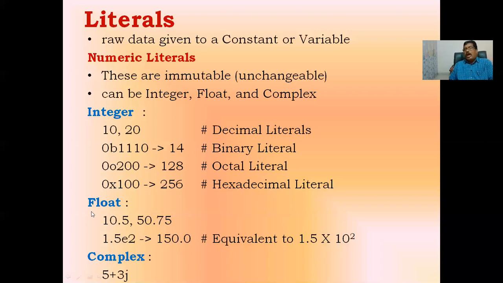Similarly, we have float values. A float value has a decimal point. Any number with a fractional part is specified as a float value. Examples are 10.5 and 50.75.